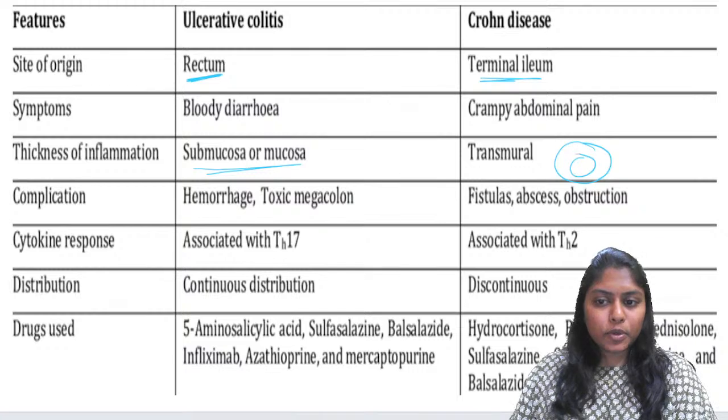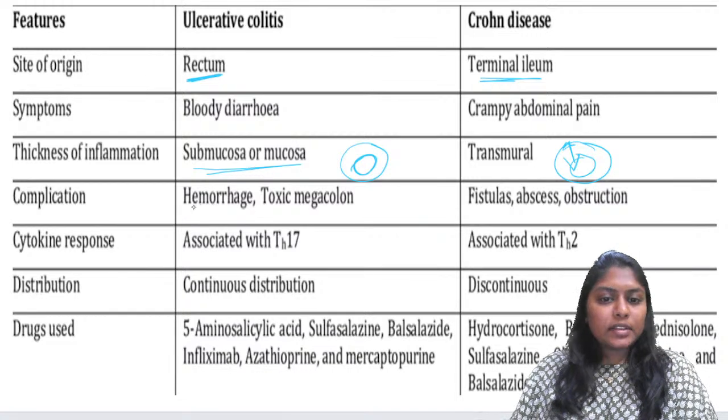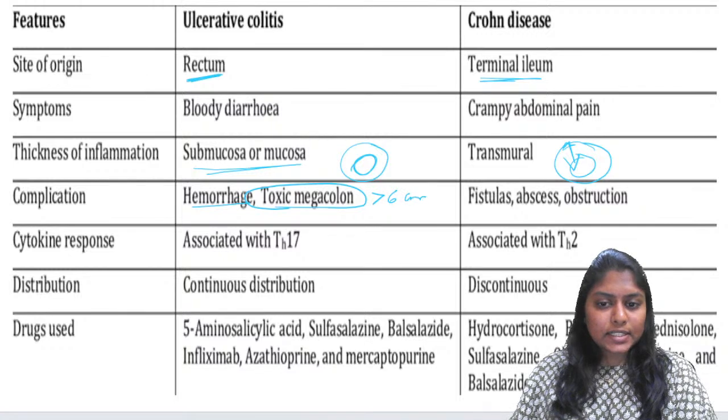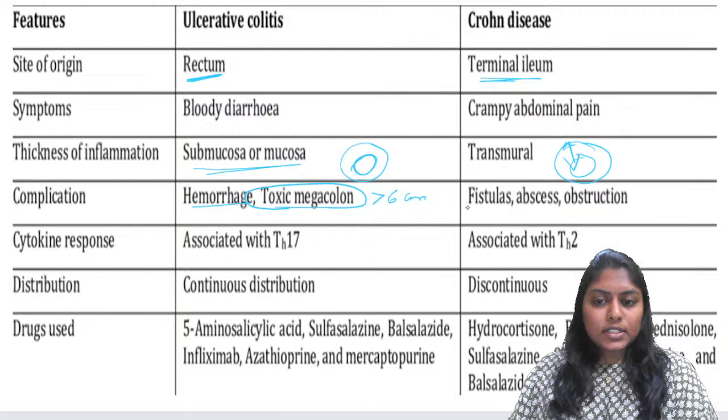Thickness of inflammation: submucosa and mucosa is inflamed in ulcerative colitis, whereas in Crohn's it is transmural, the entire thickness of mucosa, submucosa, muscularis propria, everything is involved. That is transmural involvement. Only mucosa and submucosa is involved in ulcerative colitis. The complications for ulcerative colitis are hemorrhage and toxic megacolon. Toxic megacolon means the colon is greater than 6 centimeters. In Crohn's disease, there will be fistulas, abscess, and obstruction within the bowel, which will cause complications. Cytokine response is with Th2 in ulcerative colitis, and Th17 in Crohn's.